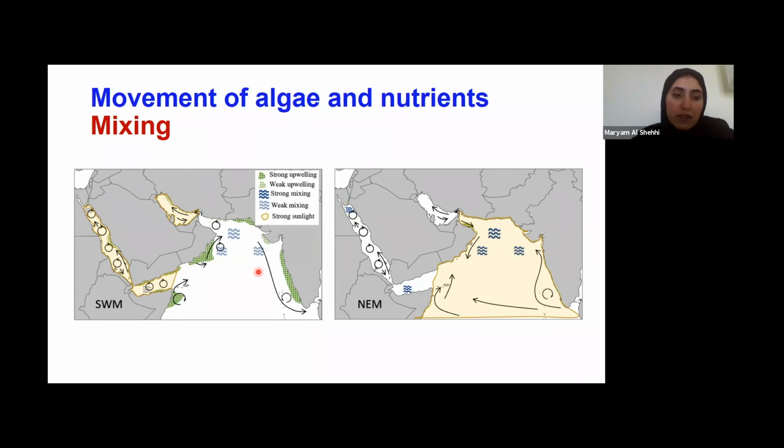weaker during the southwest monsoon in the central part of the Arabian Sea, and also in the same places but with a lower intensity. So the mixing also has the same influence in this area by bringing the nutrients to the surface and also affecting the temperature of the water column, which helps the growth of the algae in this region.